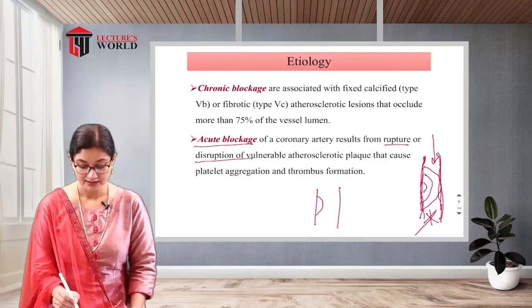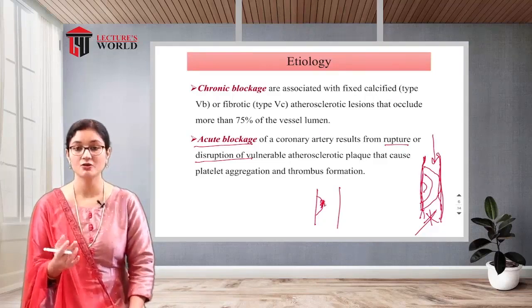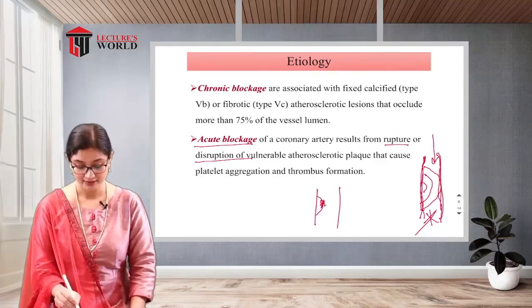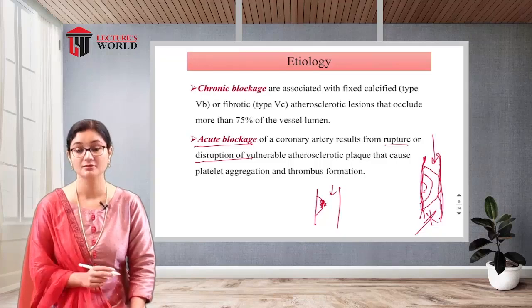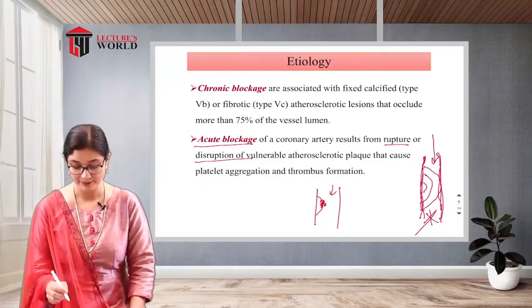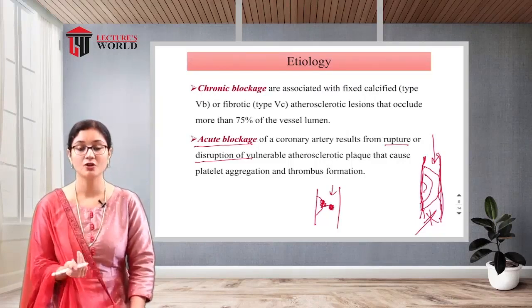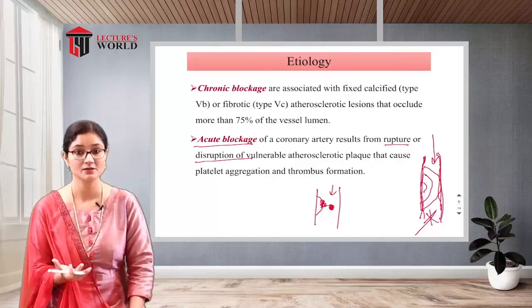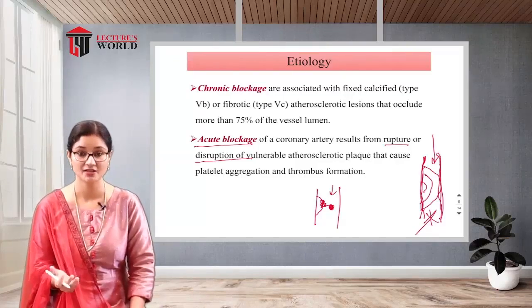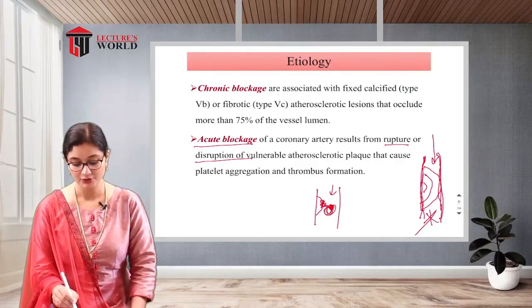What is happening? There is rupture. It will rupture or ulcerate, then it comes in contact with the blood. Now when it is coming in contact with blood, it will try to form a clot. We call it thrombus formation, or clot formation, and this clot will further block the lumen.